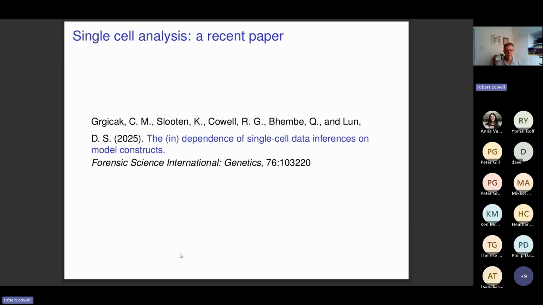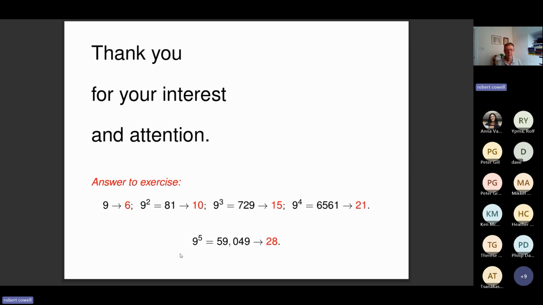If you want to read more about single cell analysis, I was involved in a paper that came out recently, so you can look at this paper and the references inside that to follow up on the ideas. Thank you very much for listening, and here's the answer to the exercise I said.